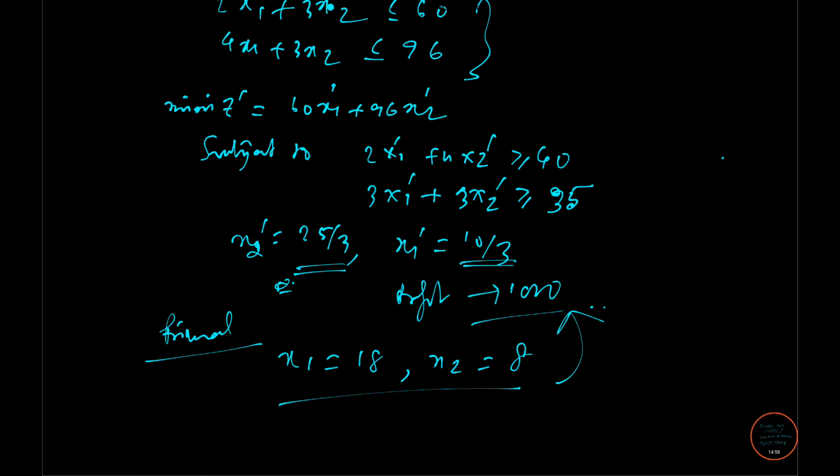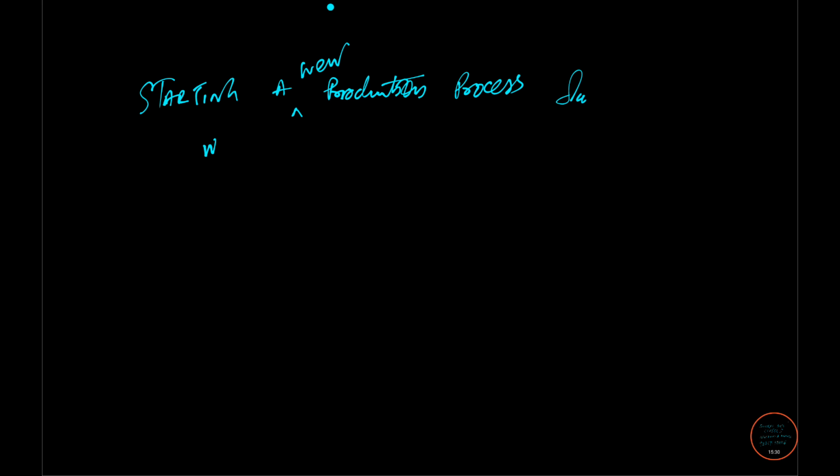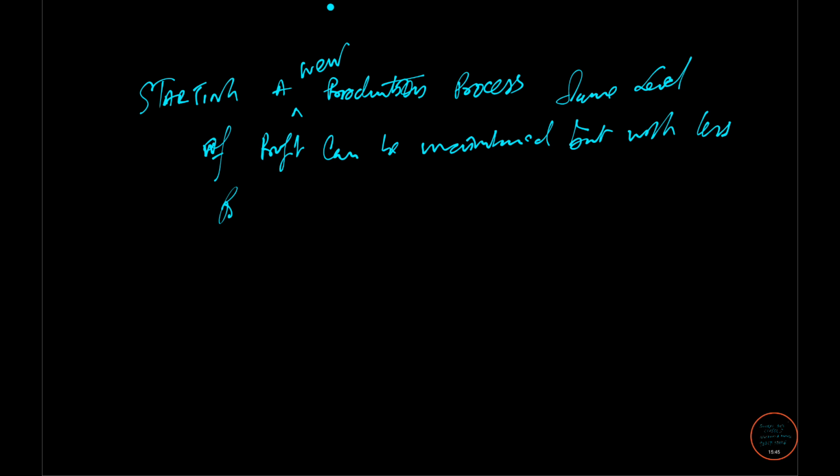Suppose the firm approaches a party and asks how to proceed. By the economic interpretation of duality, we can say that by taking any other type of production process, the same level of profit can be maintained but with less production. So this is the beauty of shadow pricing.